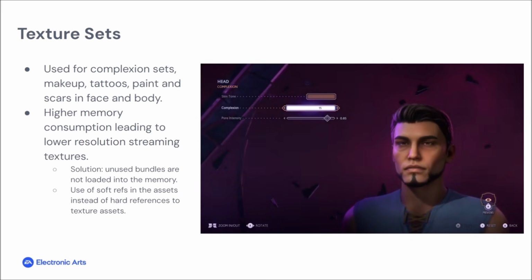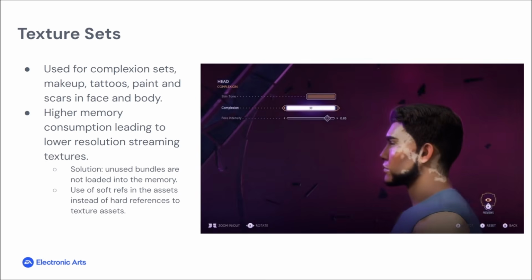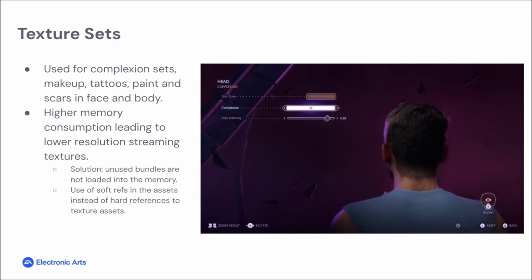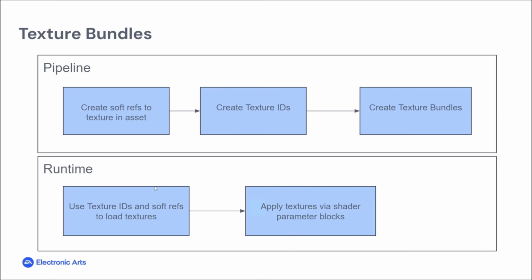Texture sets are used for complexion, tattoos, makeup, paint, scars, etc. on face and body. These are memory heavy as well if they are not loaded or unloaded properly. So we use soft references to the assets that would help in loading and unloading texture asset bundles. The way this works is that we have data that stores texture paths, and then at pipeline stage, the table that has this data is passed and generates a texture ID, which is a hash of path plus texture name. The texture bundles are then created to be used at runtime.